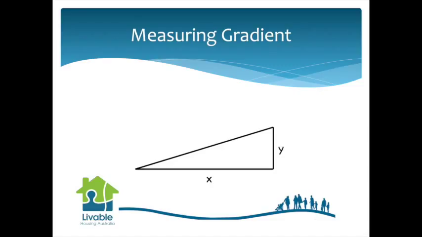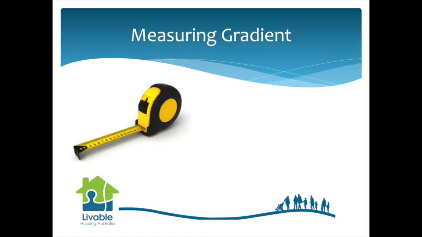So how would you know though, when you're looking at a path, whether or not your slope is 1 in 14 or 1 in 10 or less than that, 1 in 20? So there's a few instruments that you can use to determine this. The first two are simple instruments that most people have at home: a tape measure and a spirit level.